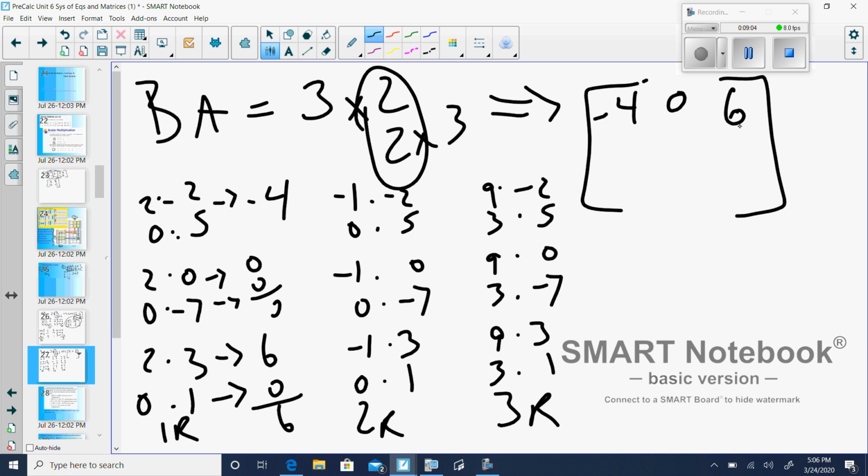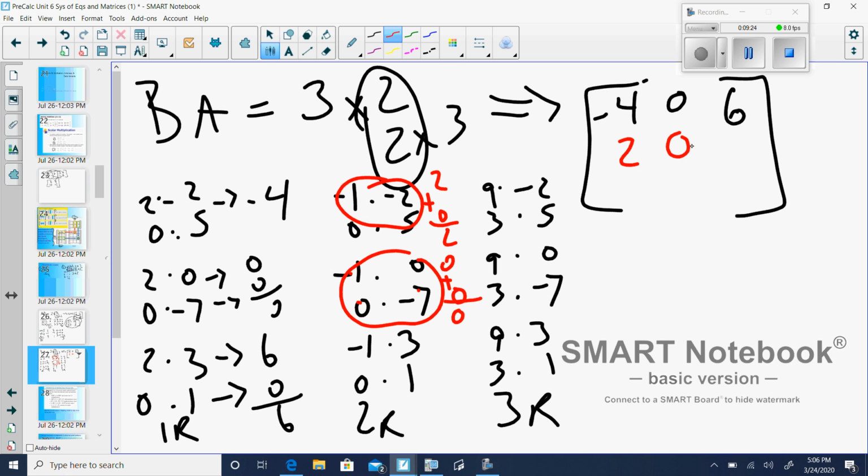That's our first row. Second row, negative times negative is positive. 5 times 0 is 0. So 2 plus 0 is 2. Right here, anything times 0 is 0. So 0 plus 0 gives us a 0 right there. For our third term, in the second row, -1 times 3 is -3. 0 times 1 is 0. When we add those together, we get -3.